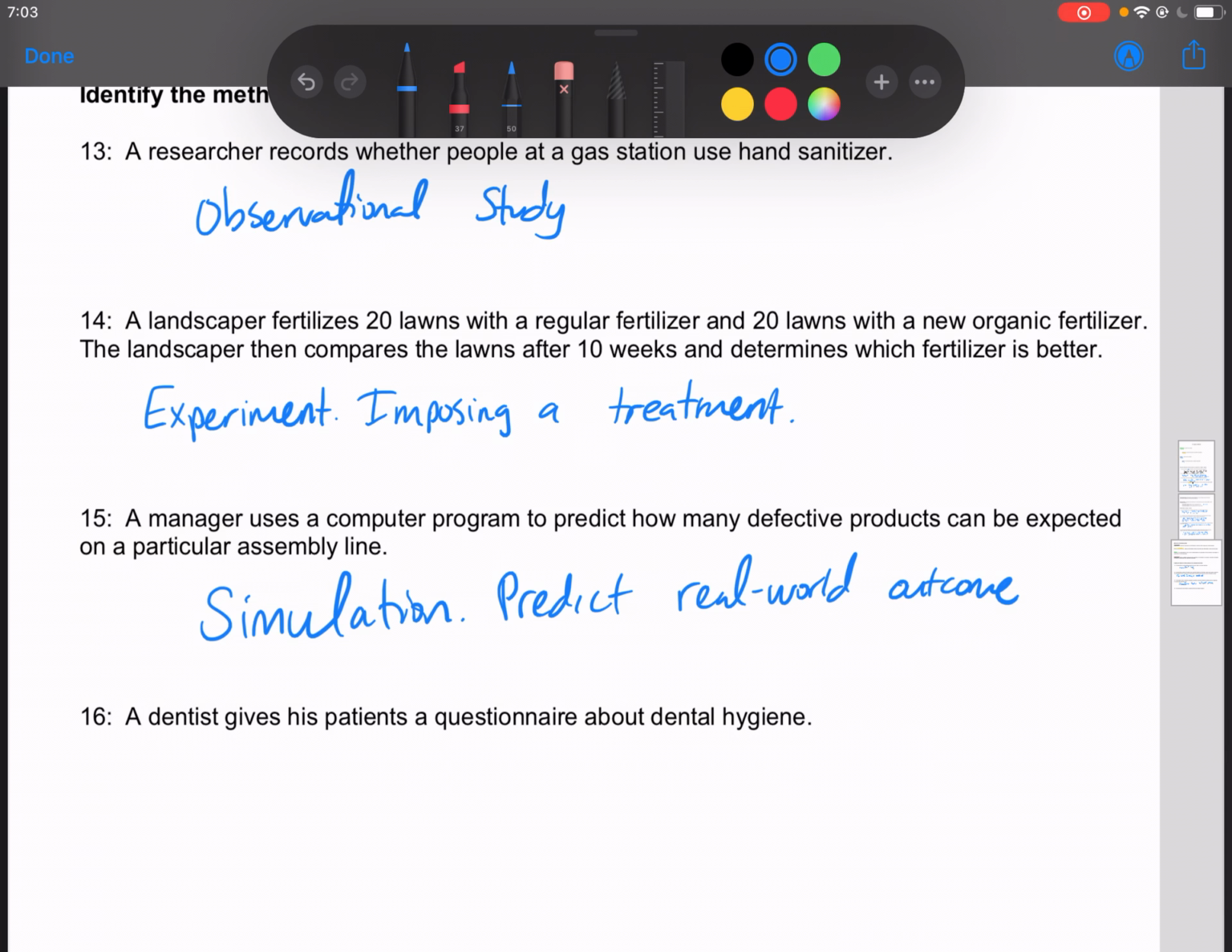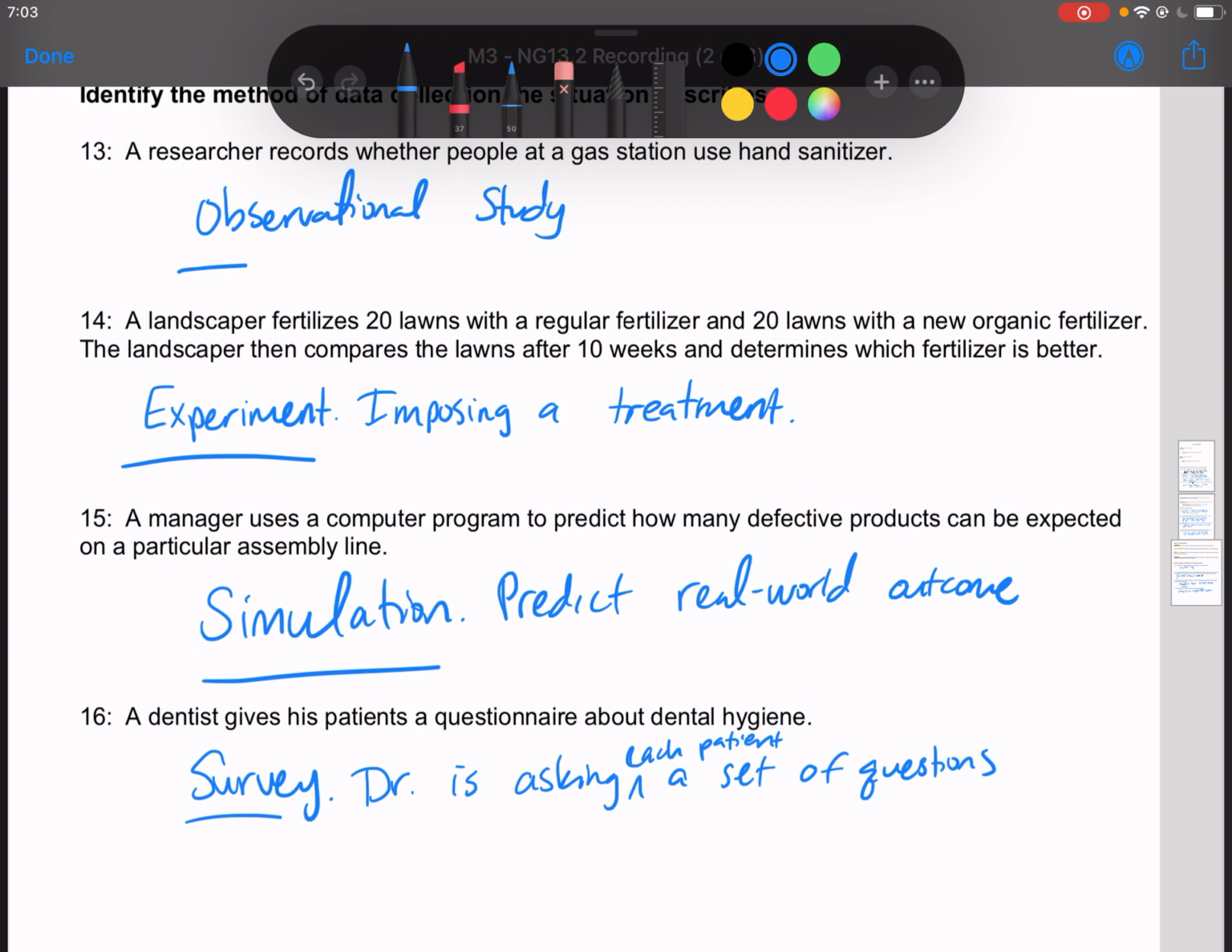Last one, a dentist gives his patients a questionnaire about dental hygiene. So this would be a survey, and the doctor is just asking, or I should say asking each patient, a set of questions. Wow, my handwriting is so good. Then we would call that a survey. Okay, so that's an example. You can see an example of each one of those: observational study, experiment, simulation, and survey. And that's your lesson.